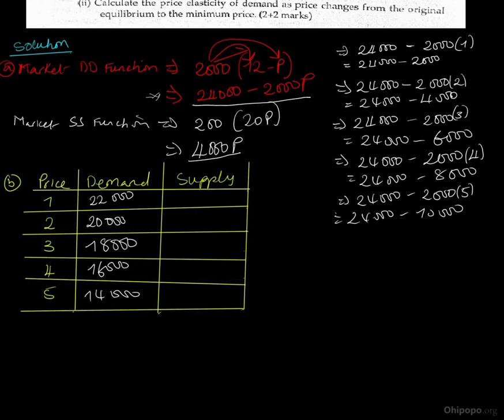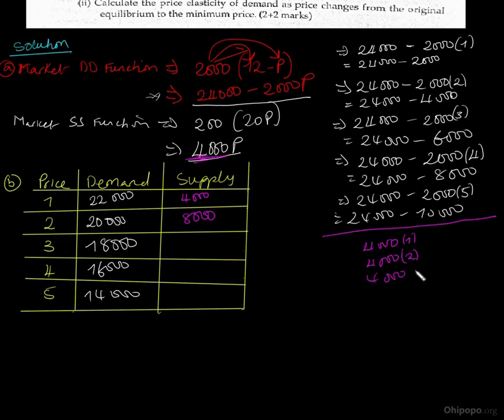Now let us construct the supply schedule based on the supply function. What is the supply function? 4,000 P. Remember I said P here stands for what? Price. At price 1 franc, 4,000 times 1. What's 4,000 times 1? It is 4,000. At price 2, 4,000 times 2. You punch your calculator, it is 8,000.